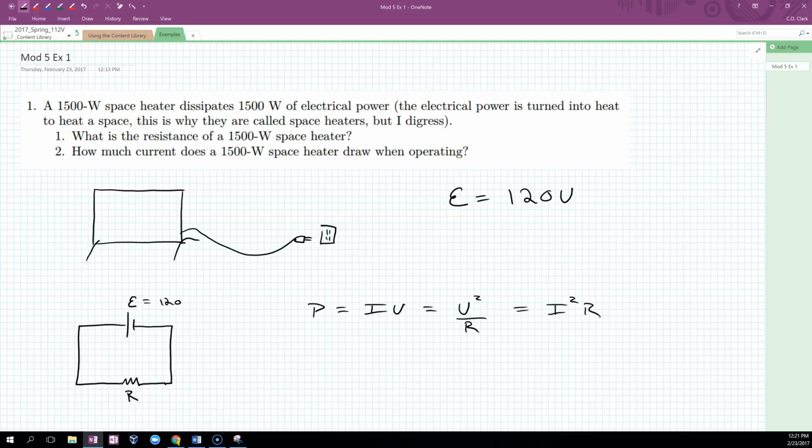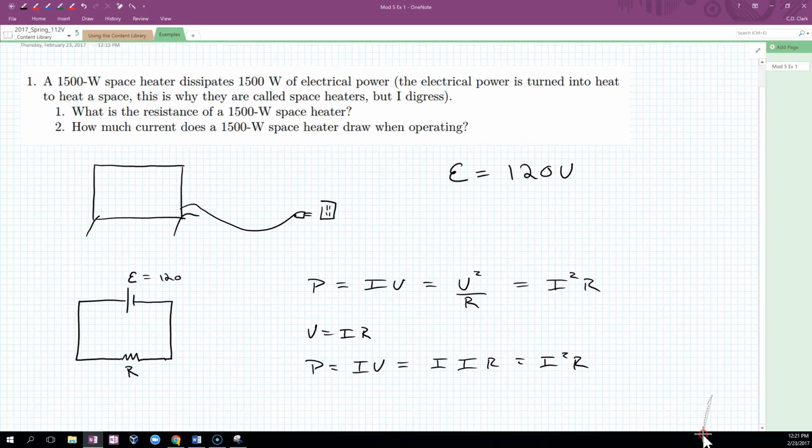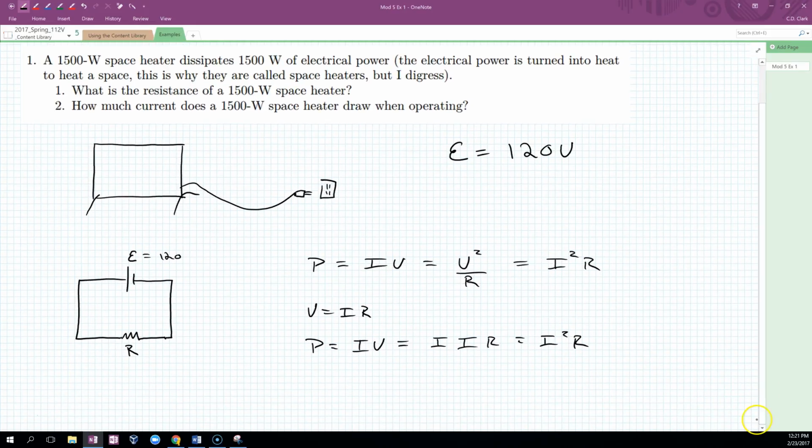You can show that all 3 of these are equal to each other if you use Ohm's law. So Ohm's law says that V is equal to IR. Alright, well, if I take V is equal to IR for my first power equation, I get the last power equation. So they're all the exact same thing. It just depends on what we know. What we know will determine which one of these is going to be the most useful.